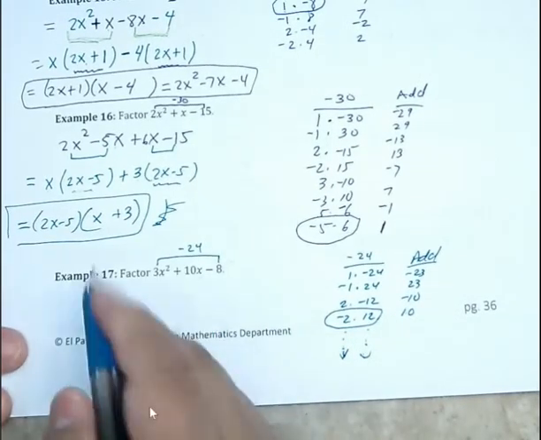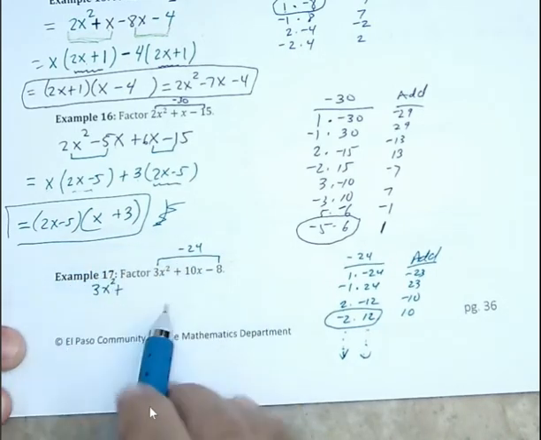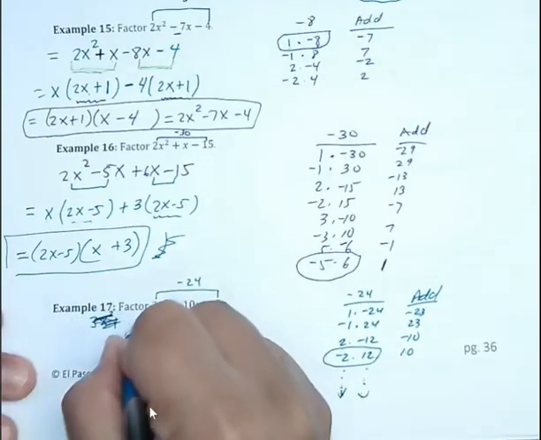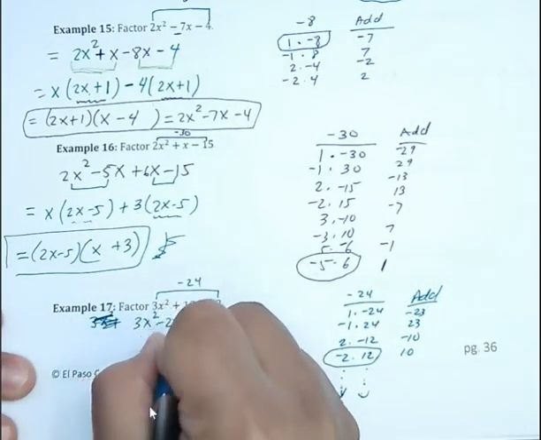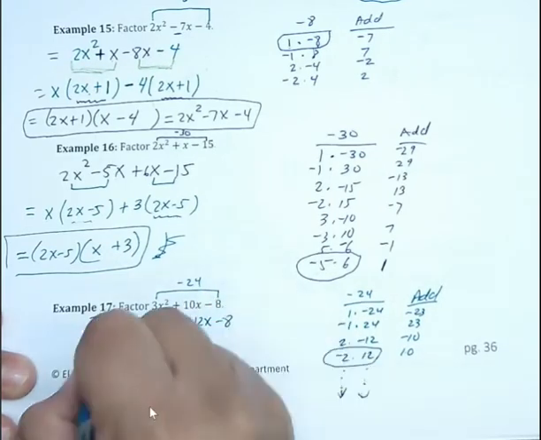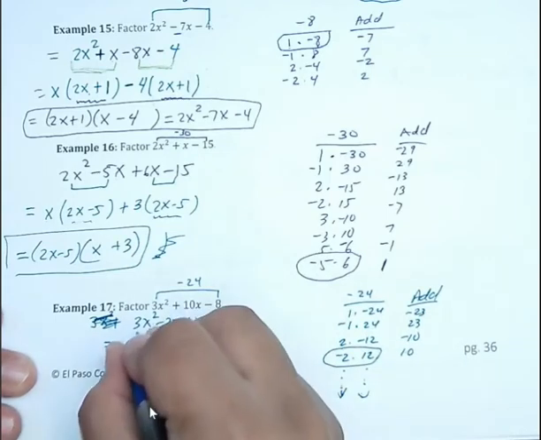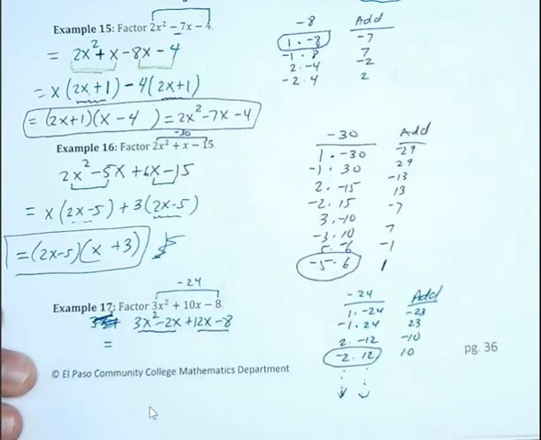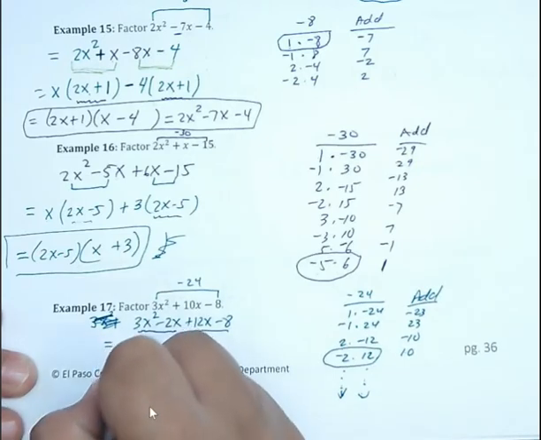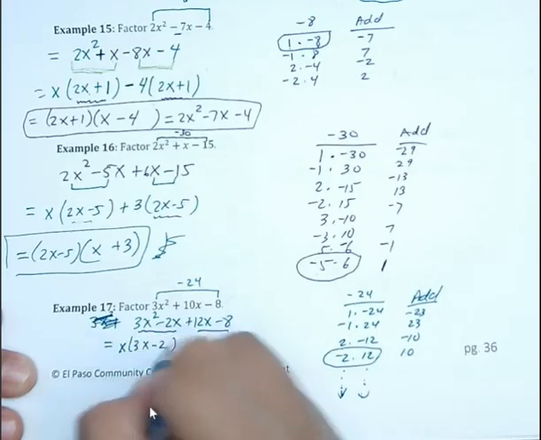So we're going to rewrite this polynomial as 3x squared plus, instead of 10x, we're going to write a minus 2. So we have 3x squared minus 2x plus 12x minus 8. So we're going to group the polynomials. We'll group this one and this one. If we look at this first part, the greatest common factor is an x, so we end up with x(3x minus 2).